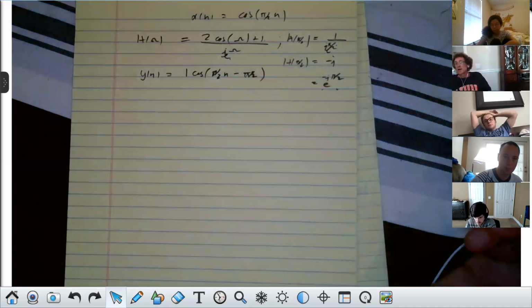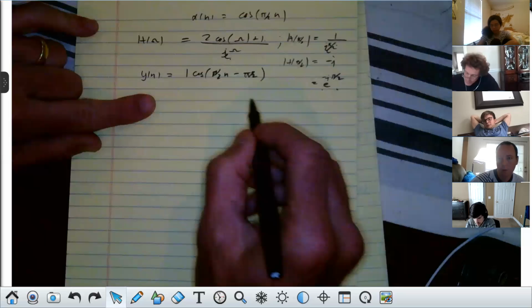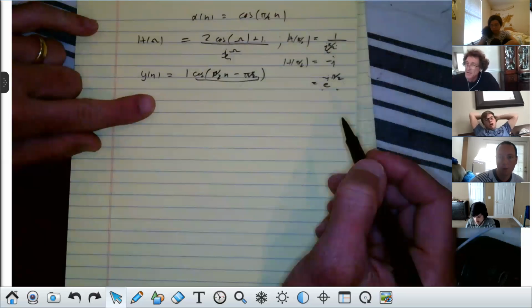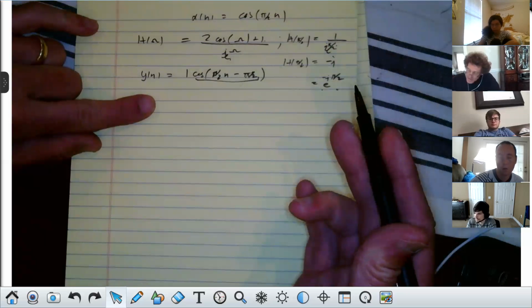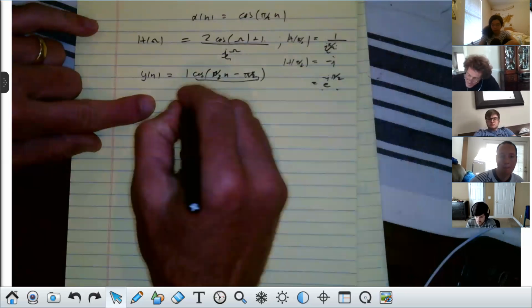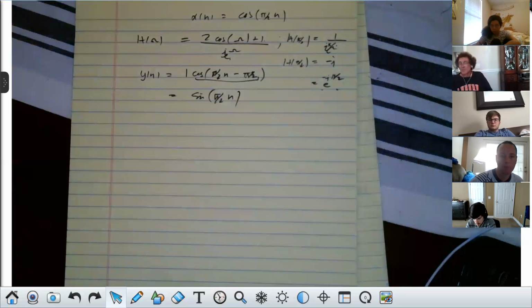I hope I'm not boring you too bad with this. But now, what is this? Well, isn't a cosine minus 90 degrees sine? So this is really equal to simply the sine of pi over 2n. And that's what he wanted you to prove.